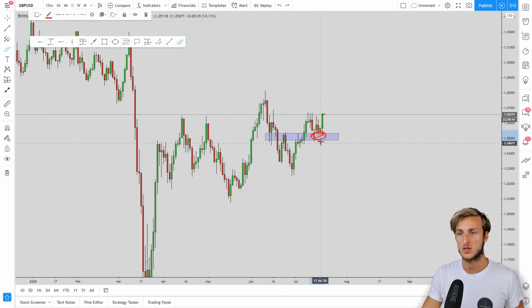From here, we want to see the market start a move to the upside, reject this previous resistance, now turned support, and start the move to the upside to complete this impulse correction and impulse pattern to the upside.